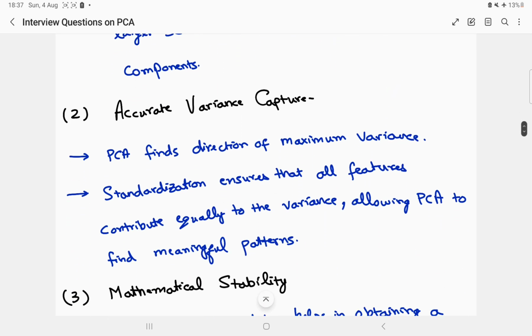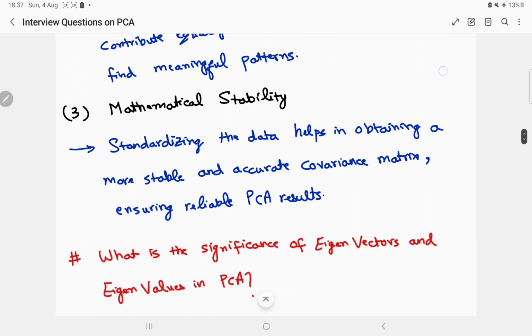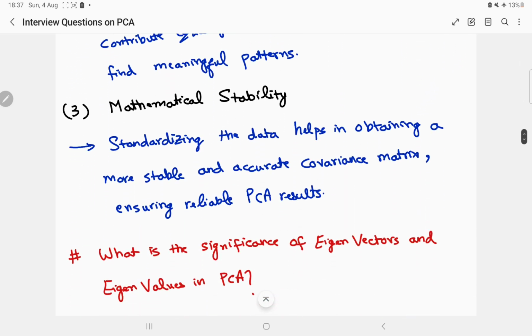The second one could be the accurate variance capture. PCA, like we mentioned, tries to find the direction of maximum variance, and standardizing your data ensures that all the features contribute equally to the variance, allowing PCA to find more meaningful patterns in your data. The third one would be mathematical stability. Standardizing the data helps in obtaining a more stable and accurate covariance matrix, which ensures reliable PCA results.